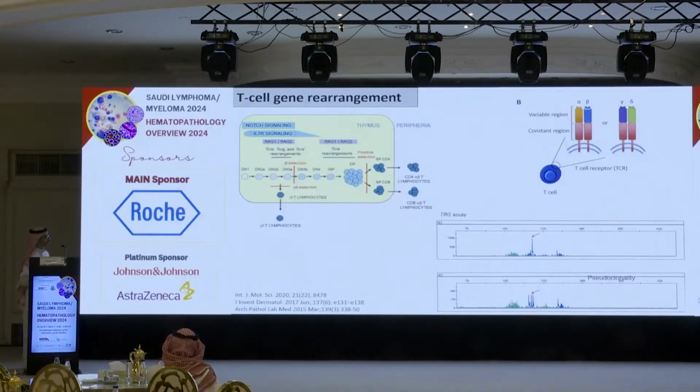So this is more specific for malignancy, less sensitive. And this is more sensitive, but less specific for malignancy. So we look at the clone. It has to be a single clone, with good amplitude. If we have multiple clones, this is pseudoclonality.